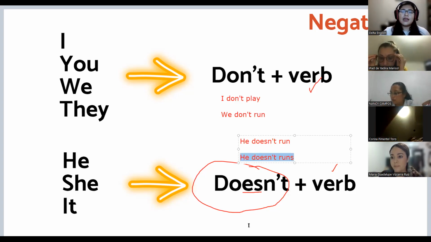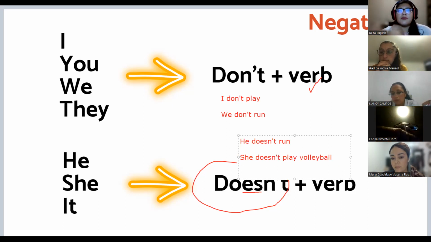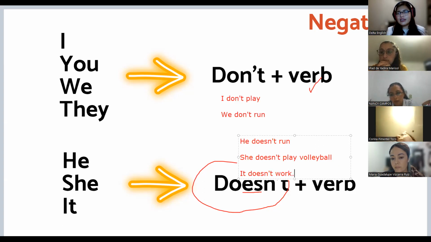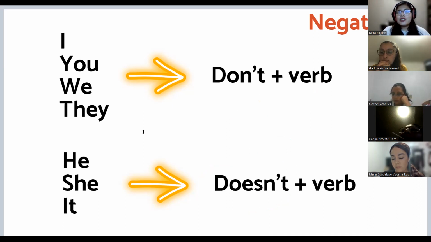Same for she, same for he, for it. She plays, well, she doesn't play volleyball. Or it doesn't work. Let's say that I'm talking about a computer. It doesn't work. No funciona. So I can use it for any of these, but remember that it is not necessary to change my verb. It stays exactly the same. So that's for the negatives. Questions, you guys, about how we form the negatives?